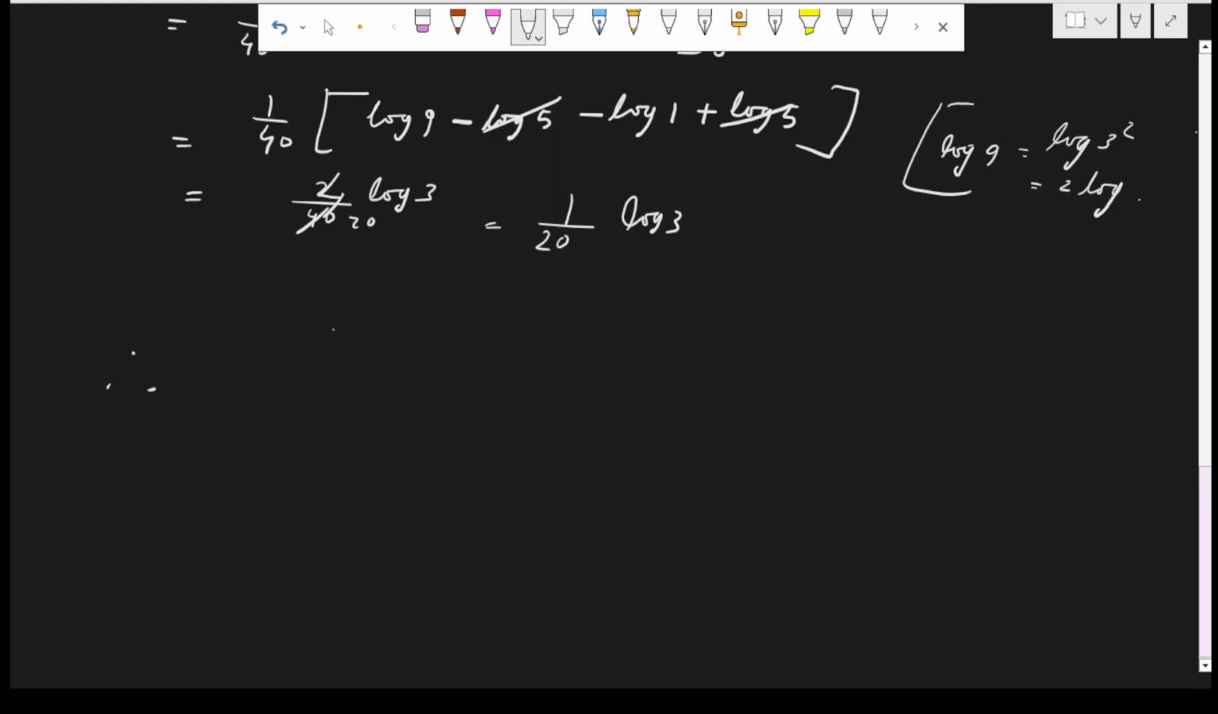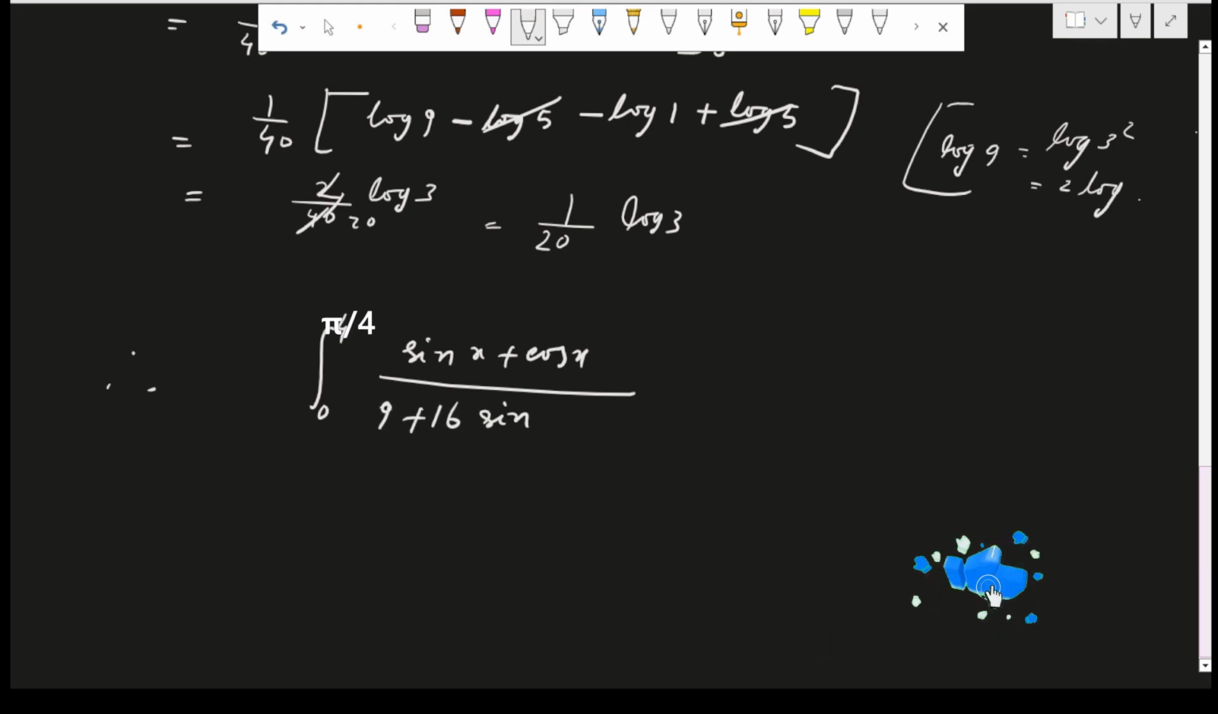Therefore the answer is the integral of (4 sin x plus cos x) by (9 plus 10 sin 2x) dx, or theta, whatever it may be, that is equal to 1 by 20 log 3. Thank you.